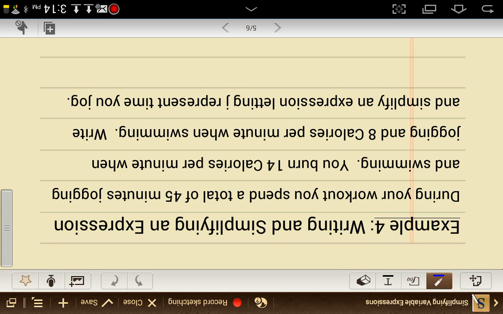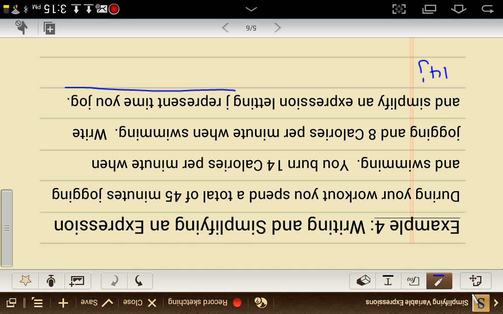You burn 14 calories per minute when jogging and 8 calories per minute when swimming. Write and simplify an expression letting J represent your time you jog. So when I write this one, I want to know how much calories I'm burning. That's what my problem is going to be about. So let's write an expression, and we're going to use J for time you jog. So the easy one is the jogging one, 14 calories per jogging. That's just going to be 14J.